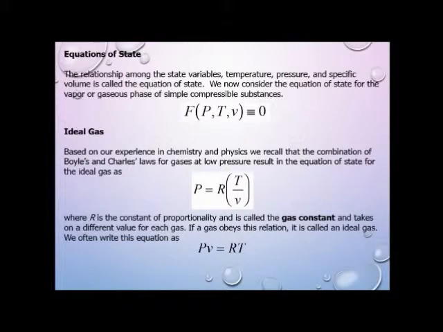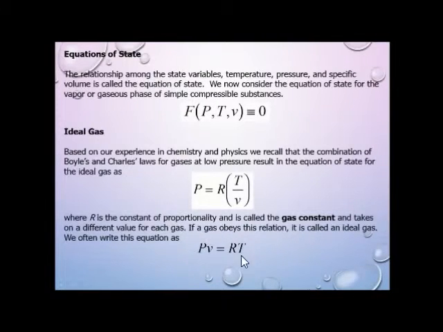After these many slides, we have come to the topic of the ideal gas. This is just for the sake of understanding. I have already told you these are the gases which follow the laws of gases, like Boyle's law, Charles' law, Pascal's law. Based on our experience in chemistry and physics, we recall the combination of Boyle's and Charles' law. The combination formula gives us P equals RT by V, where R is the constant of proportionality and is called the gas constant, and it takes on a different value for each gas. If the gas obeys this relation, it is called an ideal gas.